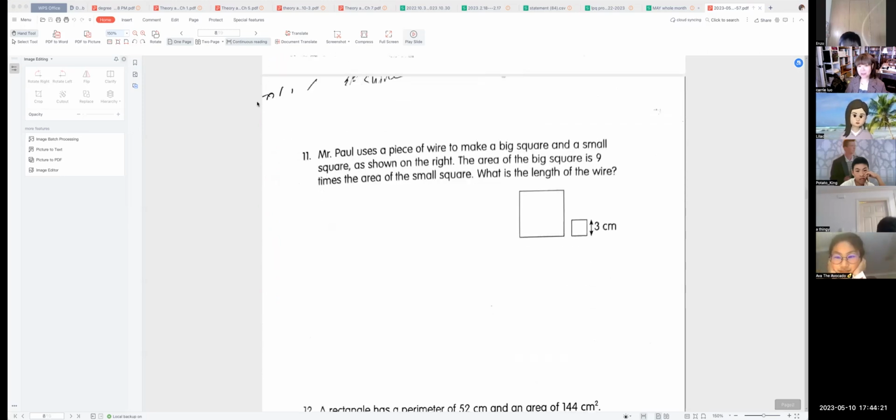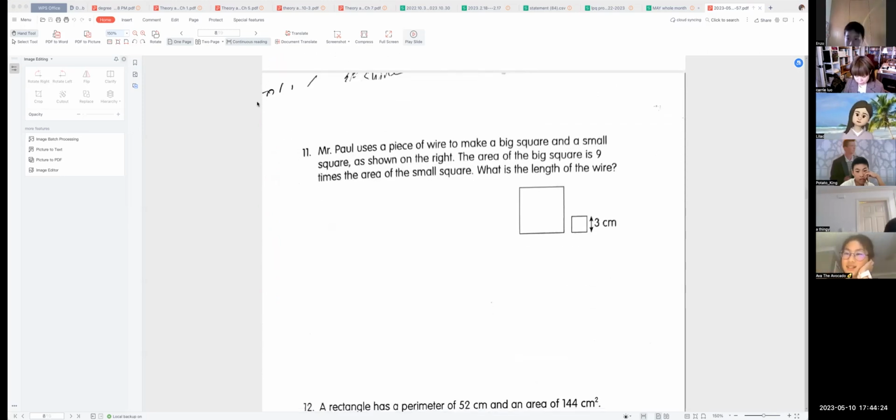OK，好，我们现在看 number 11. I would like Athene to read the question for me. Athene, can you read the question for me, please? Mr. Paul uses a piece of wire to make a big square and a small square, as shown on the right. The area of the big square is 9 times the area of the small square. What is the length of the wire? Okay, everybody, please do it.